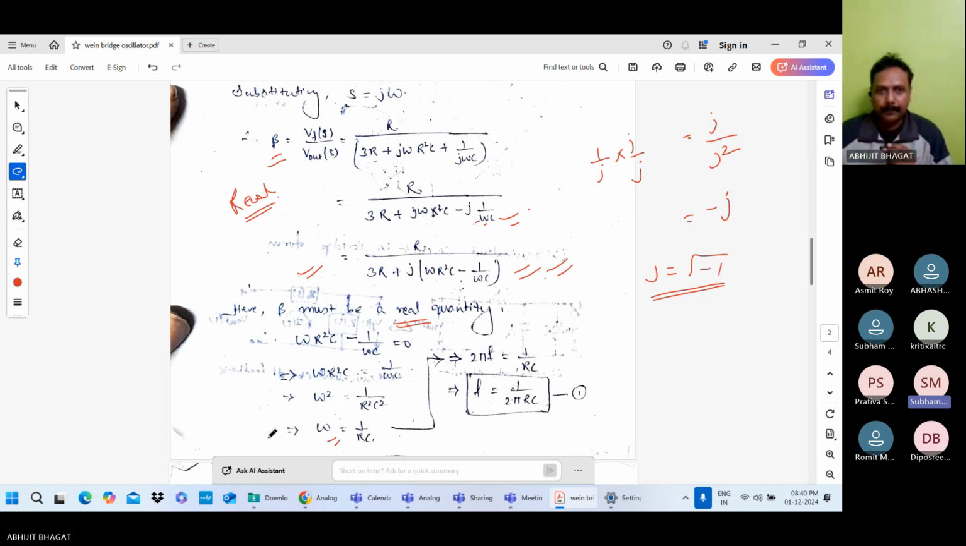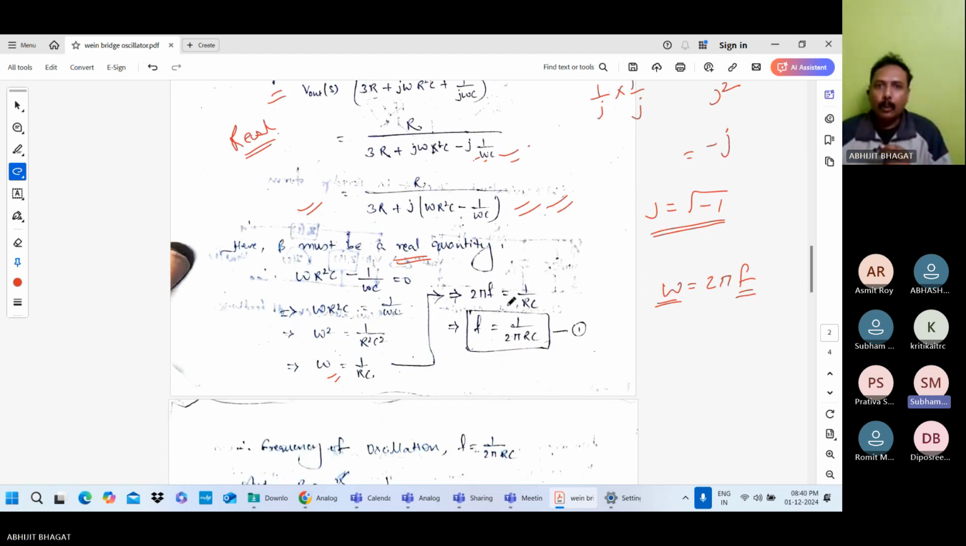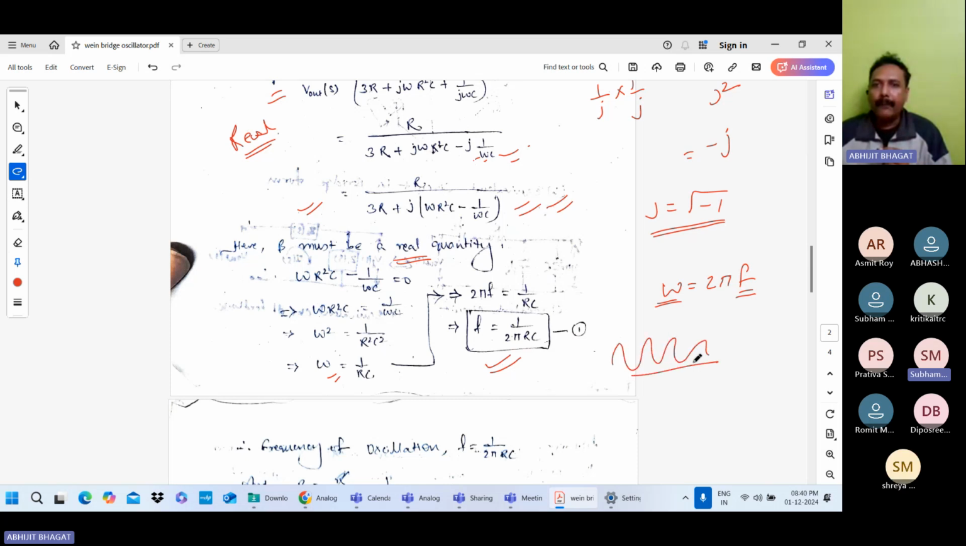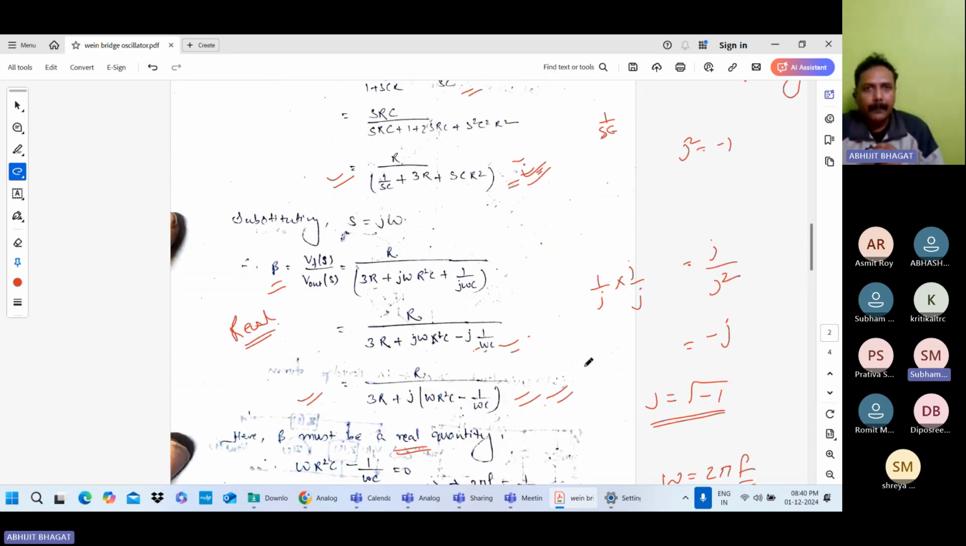You are getting this from this equation. Omega equal to 2 pi f. Omega is the angular frequency and f is the frequency of oscillation. So putting omega equal to 2 pi f, 2 pi f equal to 1 by RC. So from this you are getting f equal to 1 by 2 pi RC. So this is the frequency of oscillation of your output waveform. Clear? It is not very tough.